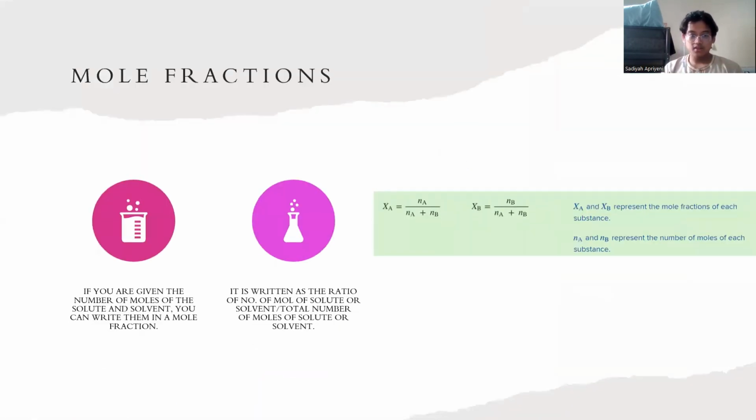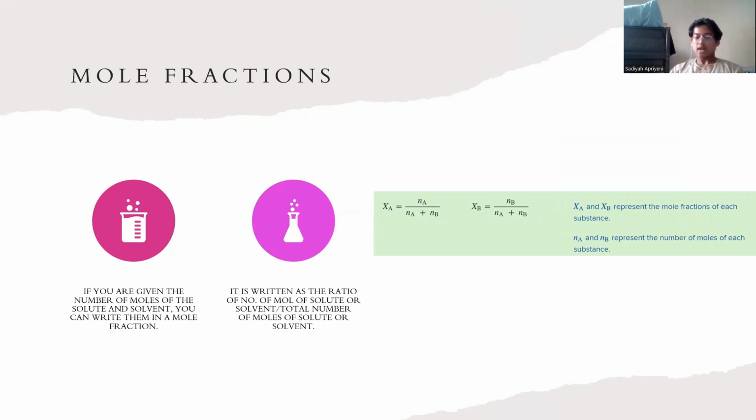Mole fractions are a bit trickier compared to the others, but again, very, very simple. Now, if you're given the number of moles, which is probably most of the time, maybe you have to convert from grams to moles, whatever, and you use a triangle by using Avogadro's number, which is explained in the previous lesson. If you're given the number of moles of the solute and solvent, you can write them in a mole fraction. It is written as the ratio of the number of moles of solute or solvent divided by the total number of moles of solute and solvent.